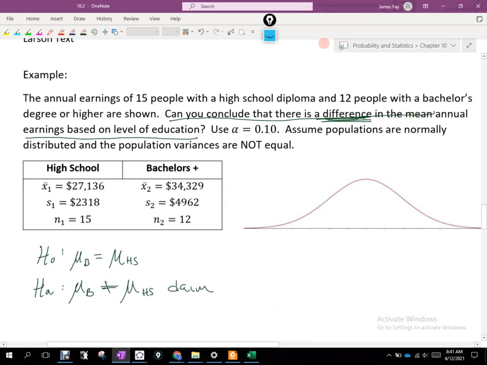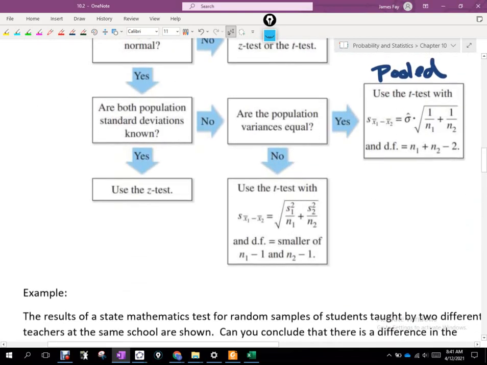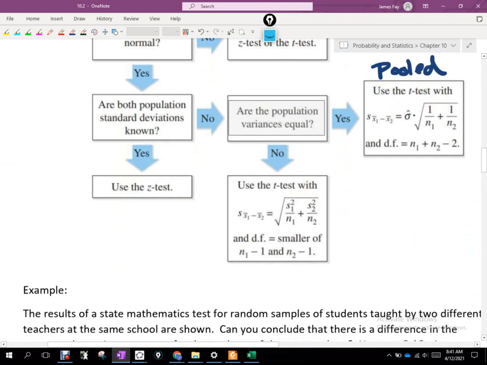Now, my hope is that you realize that the sample sizes are small and they are different sizes. So that alone, because they're different sizes, tells me that these are independent. They are not matched or paired. Now, we know that population variances are not equal. So we get up to this question here in the flow chart: are the population variances equal? Answer to that is no.